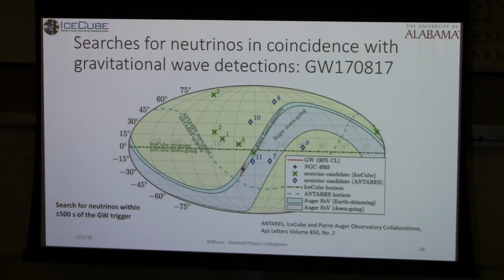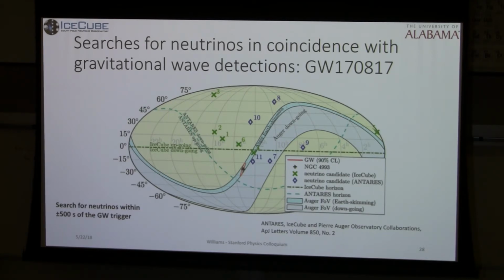And what we do when we search for neutrinos from a gravitational wave source is we look within plus or minus 500 seconds of the gravitational wave trigger. This is just motivated on observations of gamma ray bursts, of precursors, and kind of the most conservative window we can set where we might expect to see neutrinos in association with these objects. And so it's 1,000 seconds, and that's a long time in IceCube.